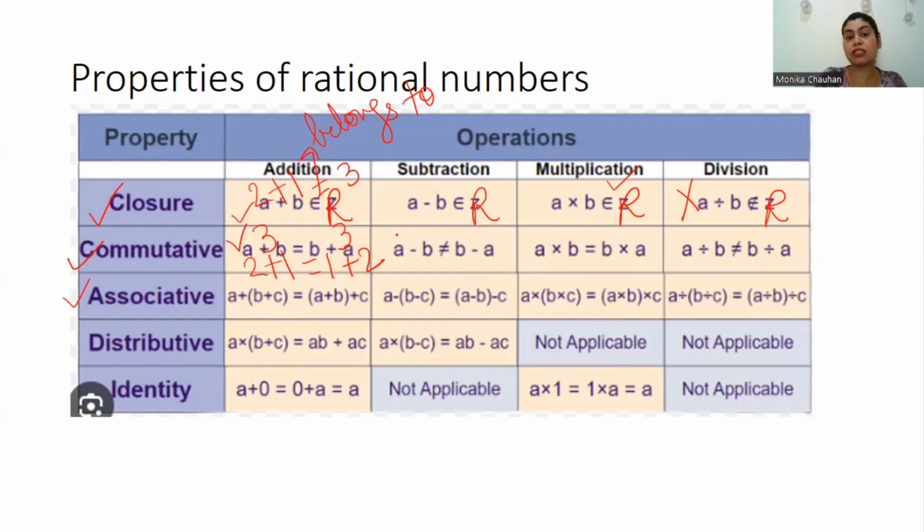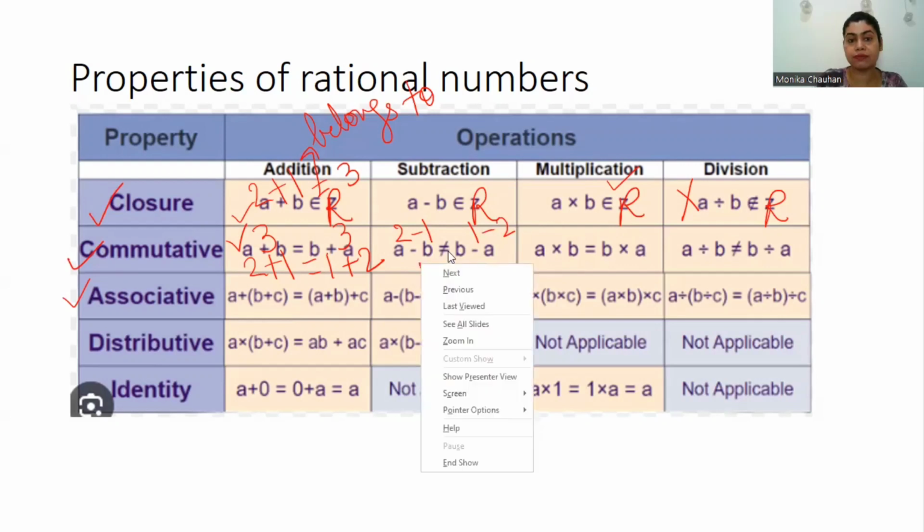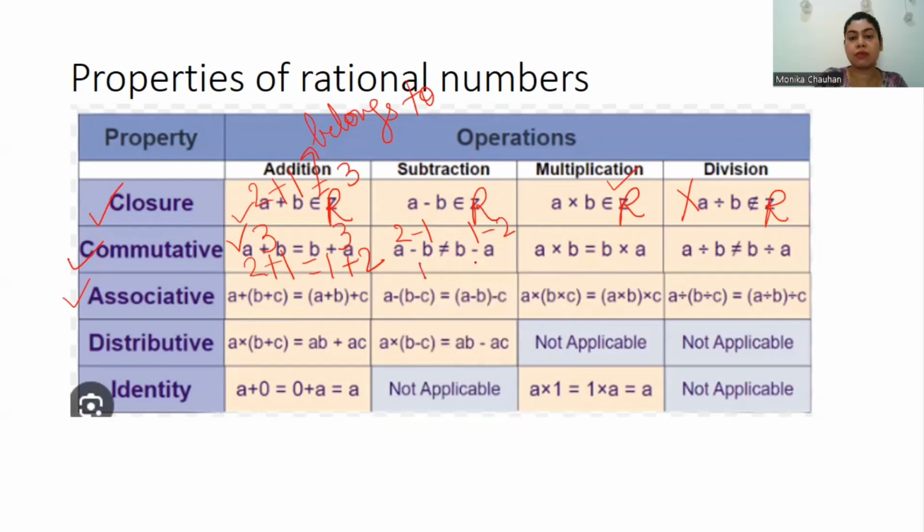But for subtraction, it does not hold true. Why? You can check 2 minus 1 and 1 minus 2. Do you think you will get the same answer? Check: 2 minus 1 is 1, and 1 minus 2 is minus 1. Do you think 1 and minus 1 are the same? No. 1 and minus 1 are different numbers. One is positive, one is negative. So commutative property does not hold true for subtraction.